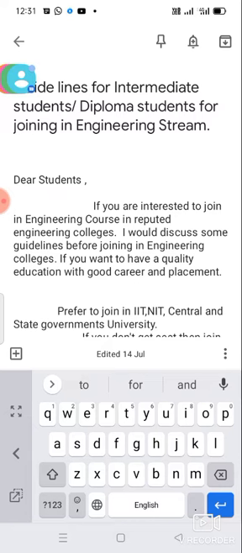if you want to join, for example, WIT, it is one of the top 20 institutions, equal to the IITs or NITs. Let's go through the WIT institution.